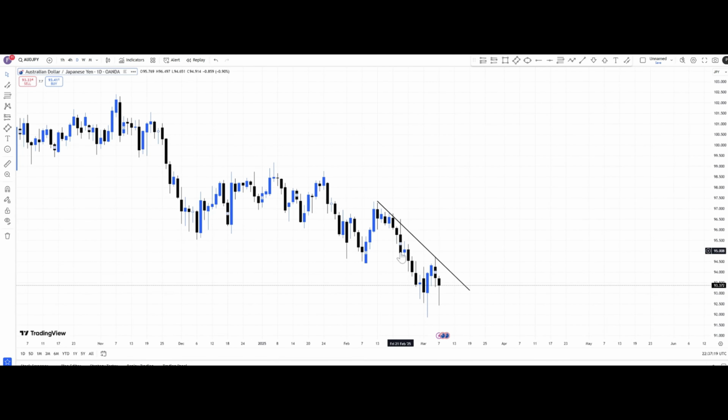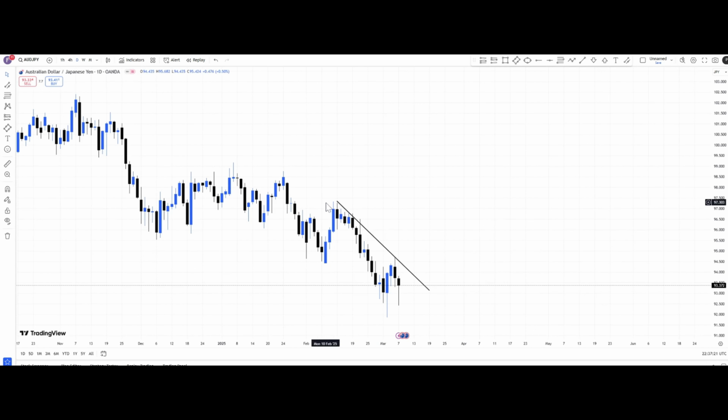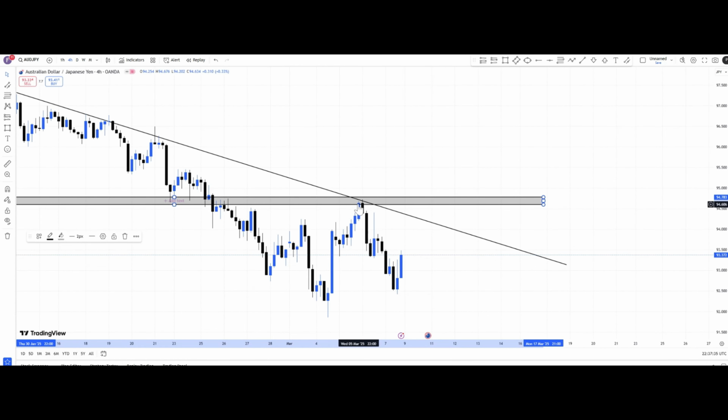So we can see that the ADJPY is positively correlated and the market is going down. Let's see, for example, if we were to take a trade, we can see this was a zone here at this point in time and we had a trend line. You can go down to 4 hours to check this. We can see this is a zone.